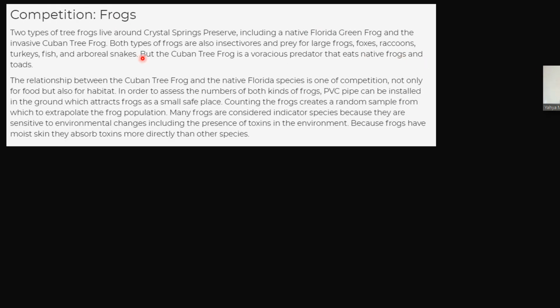All right, competition, right? Competition is when two things are trying to occupy the same kind of niche. They're competing for the same food and also the same habitat. They could be competing for the same kind of food or the same kind of habitat. So competition could be considered not good for either one of the creatures.